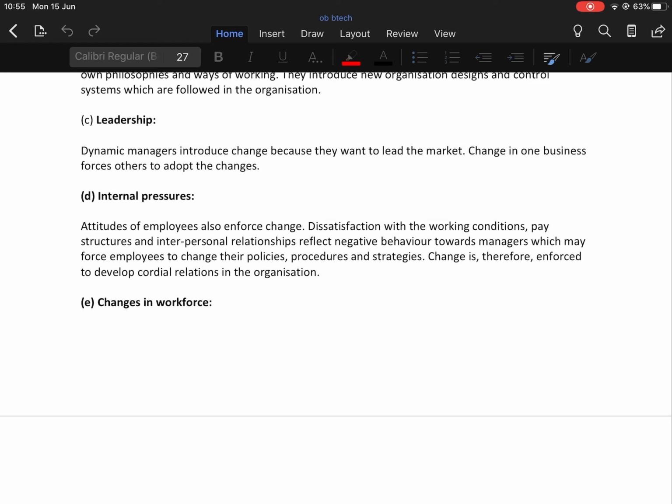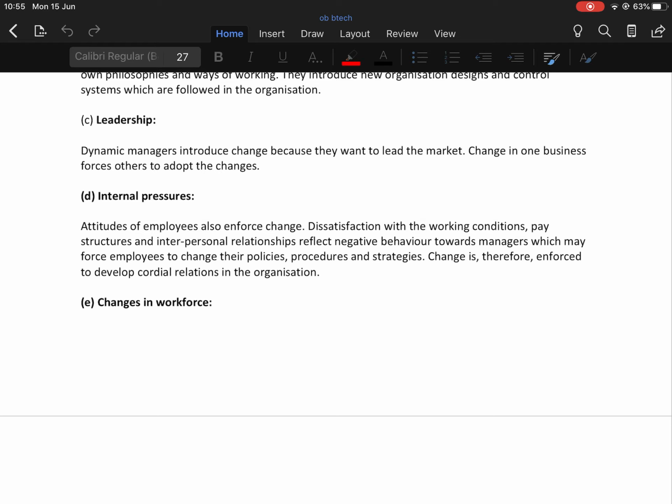The next is internal pressures. Attitude of employees also enforce change. Dissatisfaction with the working conditions, pay structure, and internal personal relationship reflect negative behavior towards managers, which may force employees to change their policies, procedures, and strategy. Change is therefore enforced to develop cordial relations in the organization.